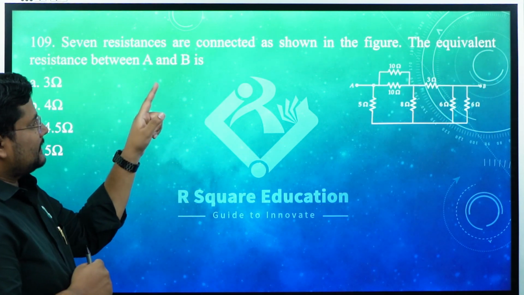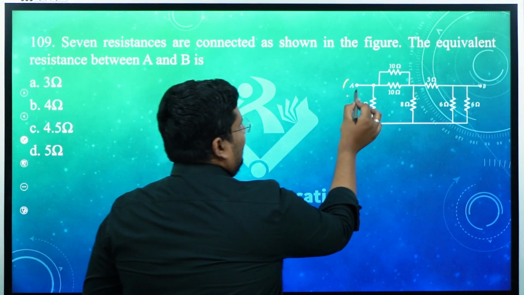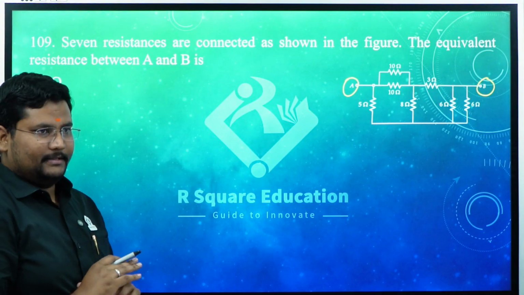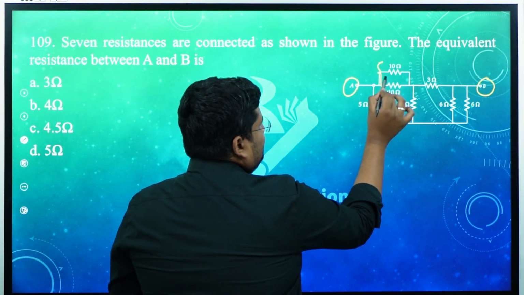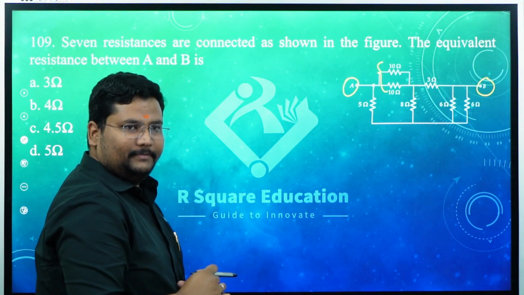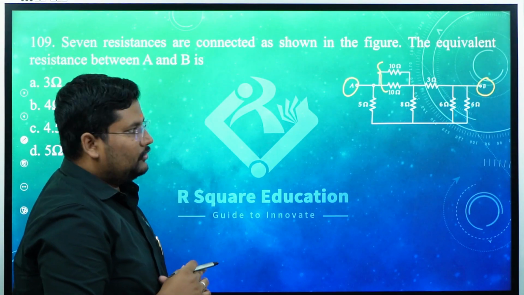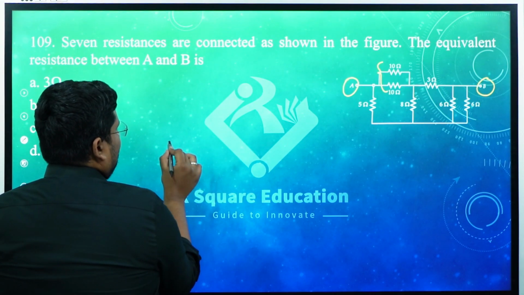Seven resistances are connected as shown in the figure. The equivalent resistance between A and B. So they have asked for the equivalent resistance across A and B. So what we can do is, see this, they both are going to be in parallel. Identical resistors in parallel is going to be just divided by n. So 10 by 2 becomes 5, right? Yes. So now how can I draw this circuit?